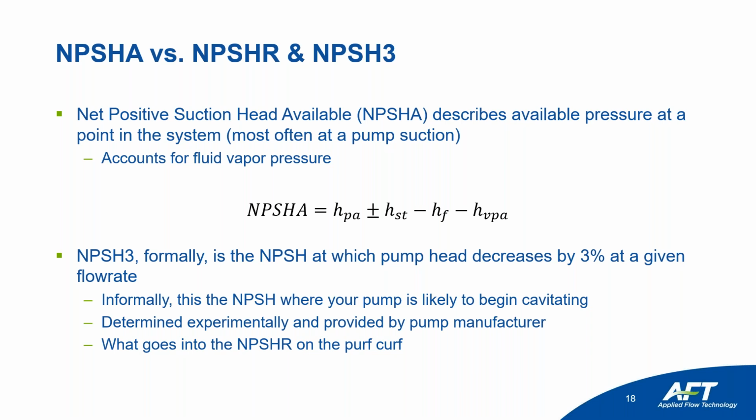So this is, again, pump specific, and NPSHA is system specific. The way you know you're not cavitating is NPSHA needs to be greater than the NPSHR, right? And that's what Fathom is really good for.